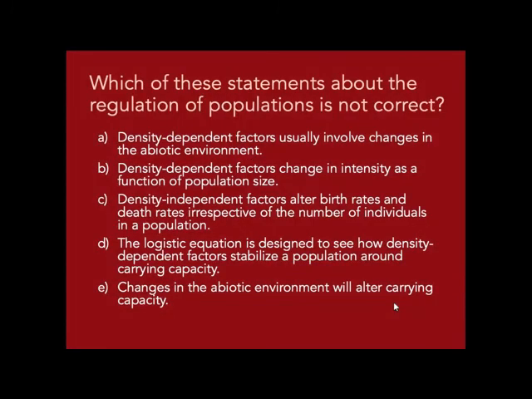So which of these statements about regulation of populations is not correct? A, density-dependent factors usually involve changes in the abiotic environment. No, that's density independent. B, density-dependent factors change in intensity as a function of population size. Yeah, I guess so. C, density-independent factors alter birth rates and death rates irrespective of the number of individuals in the population.